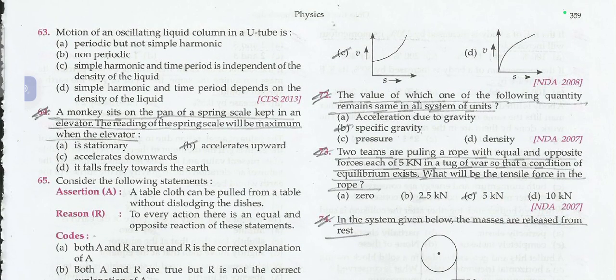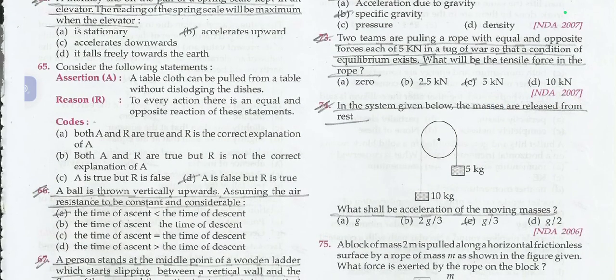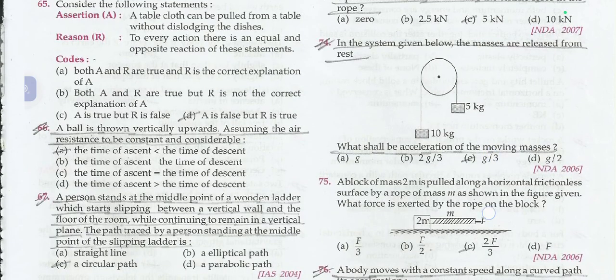A monkey sits on the pan of a spring scale kept in an elevator. The reading of the spring scale will be maximum when the elevator accelerates upward. Consider the following statements. Assertion A: A tablecloth can be pulled from a table without dislodging the dishes. Reason R: To every action there is an equal and opposite reaction. Of these statements, answer: A is false but R is true.